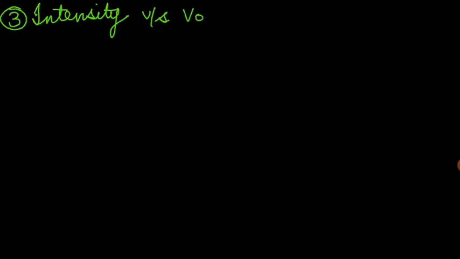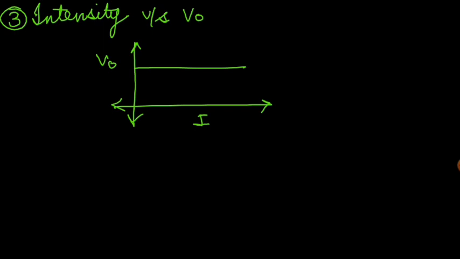When we see the third graph, we are now plotting the graph of intensity versus stopping potential. We get this type of graph. If we put stopping potential here and intensity here, we find this type of graph, which again shows that the intensity and the stopping potential are independent of each other. It means for a fixed value of stopping potential, the intensity will remain constant. As we increase the intensity, the value of stopping potential will not be affected.